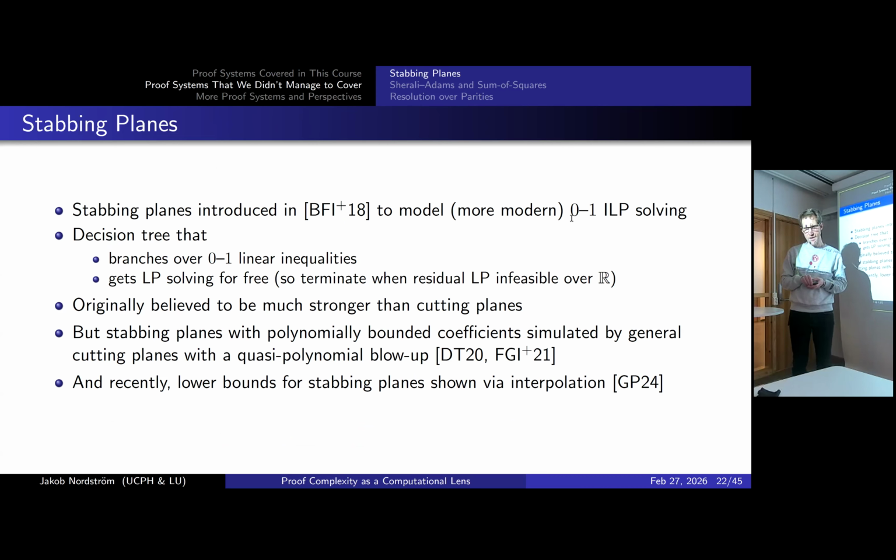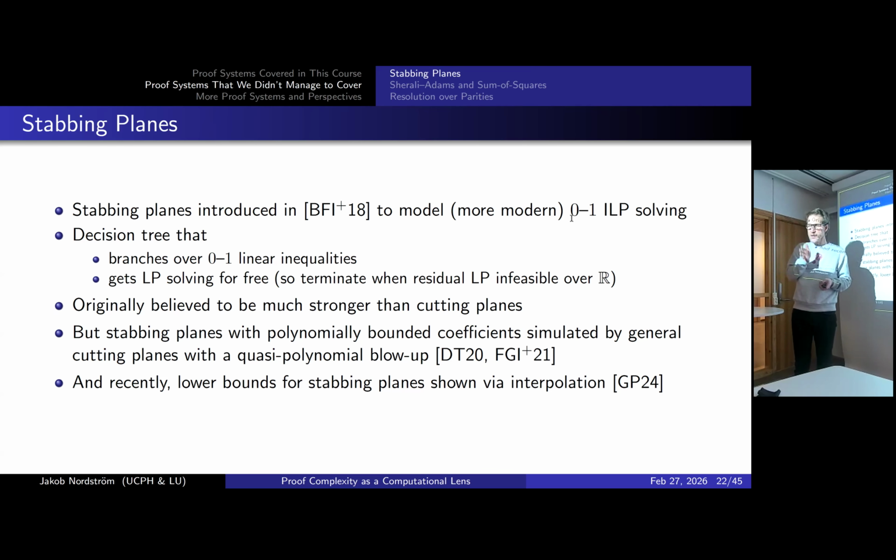Basically, a stabbing planes proof is a decision tree, but you're branching over linear inequalities. And the whole point is that you're branching over a linear form, but you can branch over: is this greater equal A, or otherwise it's less equal A minus 1. And this is why it's stabbing the plane. There will be some slab in the middle that this branching is ruling out, namely the integer slab between A and A minus 1.